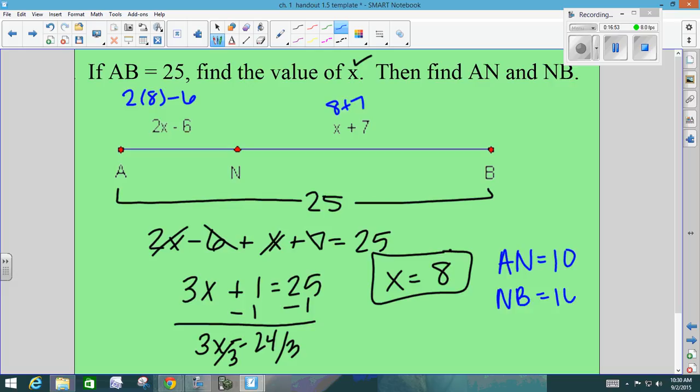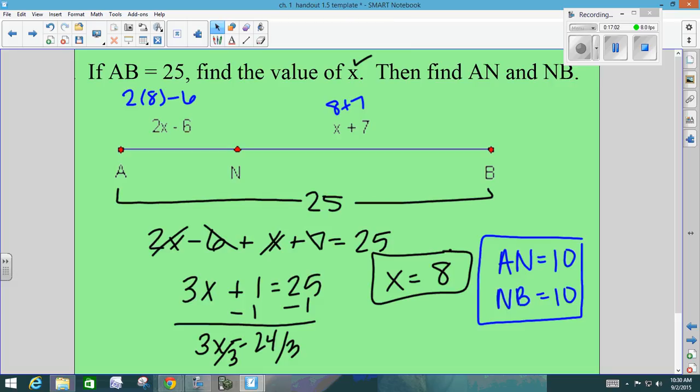Do you remember that, like, second day of school, I gave you all those algebraic equations to do? And you could check your answers by doing what? Whoops, this shouldn't be 10, this should be 15. Do that. AN is 10, NB is 15. What's 10 plus 15? Isn't that what we want it to be? Good.